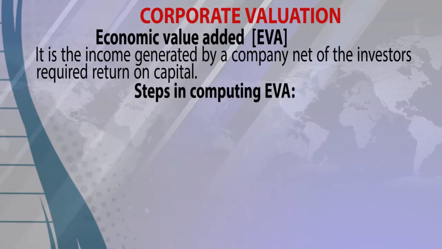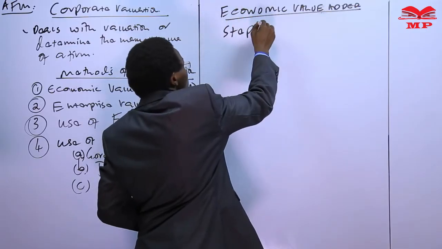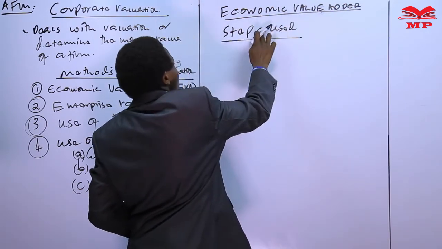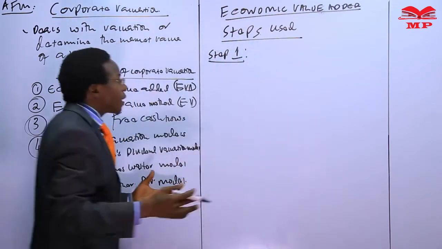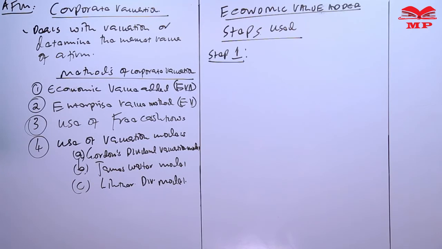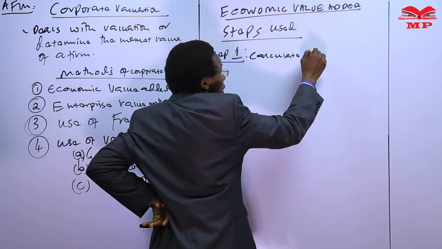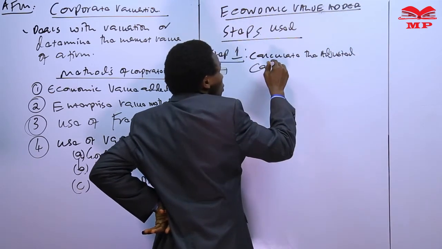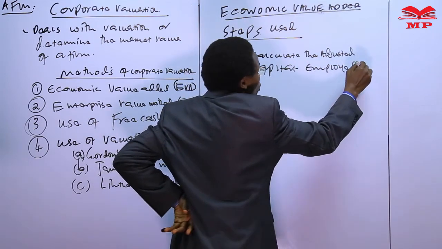We have various steps of how we can use economic value added. Step one: we calculate the adjusted capital employed.